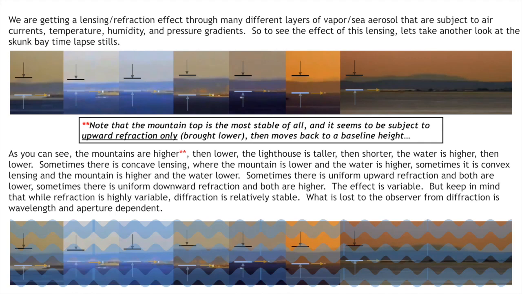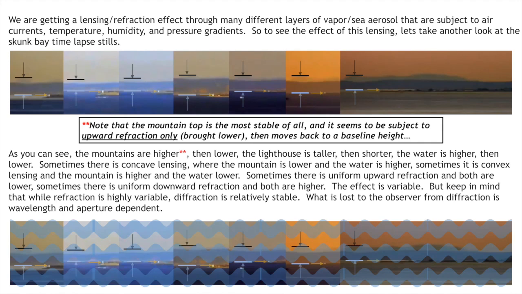So to see the effect of this lensing, let's take another look at the Skunk Bay time-lapse stills and just outline or mark out some of the landmarks. So we'll mark a building, and we'll take some still shots of the time lapse. We'll mark the building as the lighthouse with the yellow arrow, its position, and we'll mark the water line where it meets the shore along that distant mountain range with a blue line, and we'll mark the top of the mountain with a black line. And you can just see how those change within different atmospheric effects along the way.